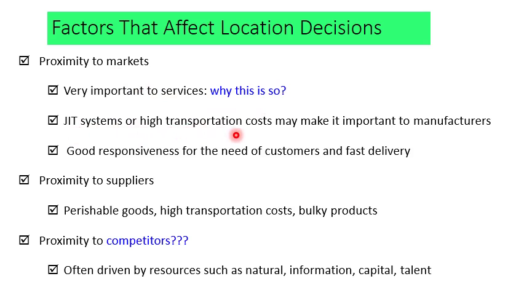A just-in-time system or high transportation cost may make it important to manufacturers. Even for the manufacturer, it is good to be close to the market to reduce the transportation cost and to satisfy the customers by delivering timely, with good responsiveness to the needs of customers and fast delivery. Proximity to the suppliers is also an important criterion, because sometimes perishable goods, high transportation cost, and bulky products may be our supplies. So in order to use those supplies effectively, we need to be close to the suppliers as well.